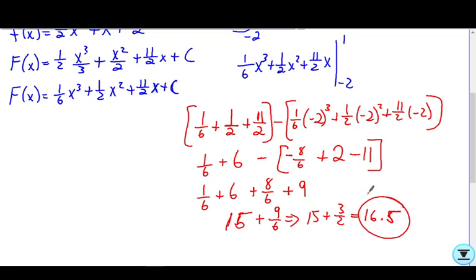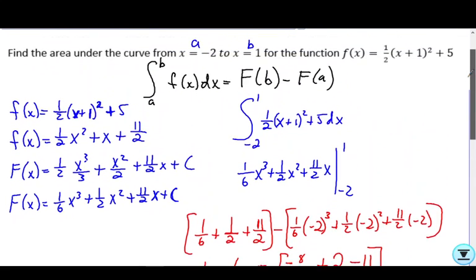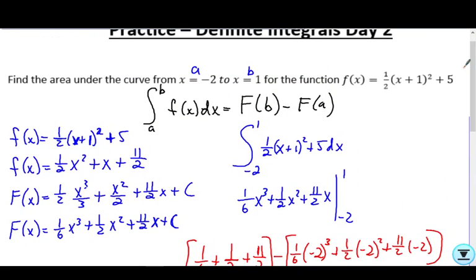Now, here's the other thing. This practice problem is just like my problem from the notes. The difference is, in the notes, I gave you x equals -1 to x equals 2, and the function I gave you was f of x equals 1/2 x squared plus 5.